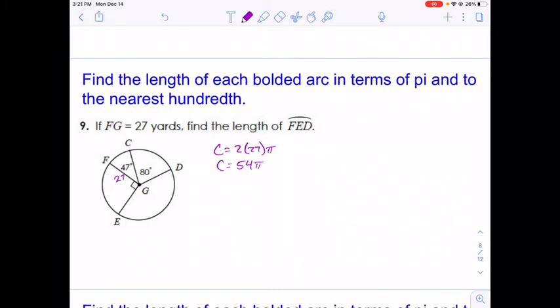The arc is FED, so starting at F, going through E, and all the way to D. So it's going to be all the way around this except for the 47 and 80. So if we do 47 plus 80, that's going to give us 127. So we'll do 360 minus 127. That gives us 233 degrees. So 233 degrees is what we're looking for. Our x is equal to 233.